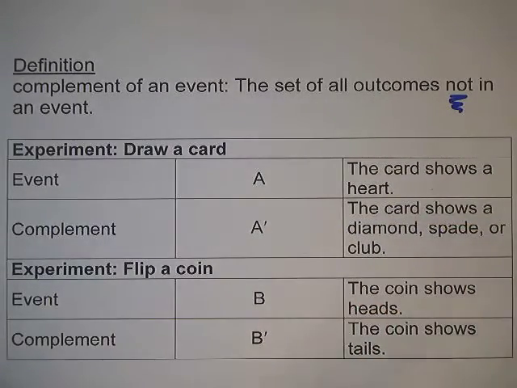So the second example here is the experiment to flip a coin. We flip a coin. It's either going to be heads or tails. So if the event B is that the coin shows heads, then the complement of the event is that the coin shows tails. So if the event is B, the complement is B prime.